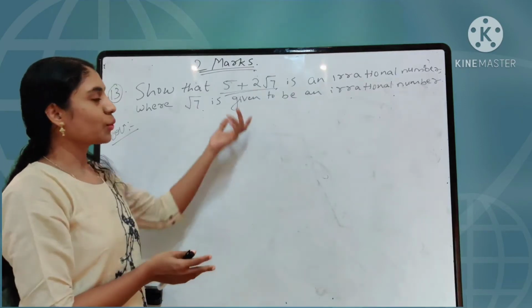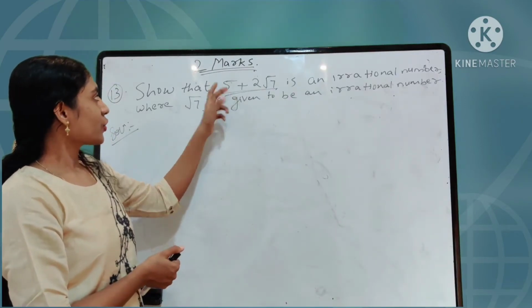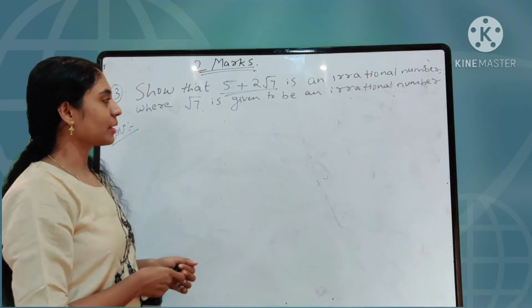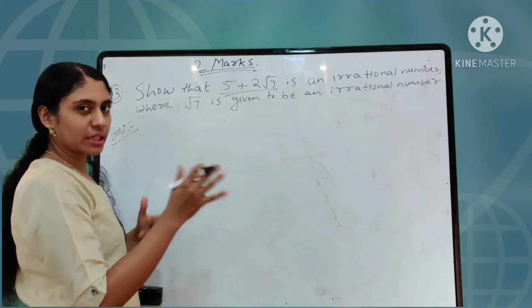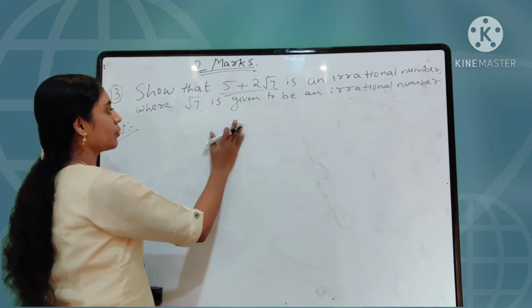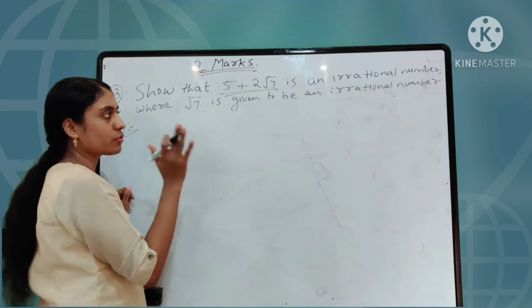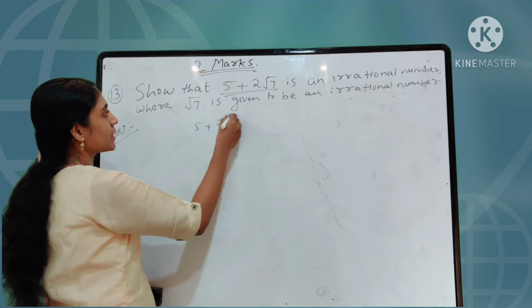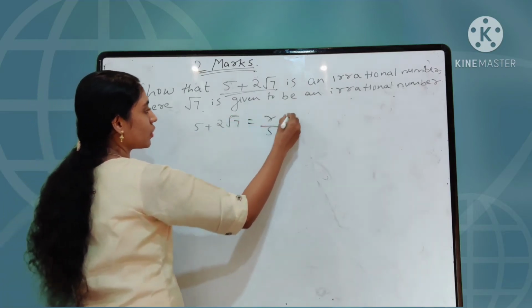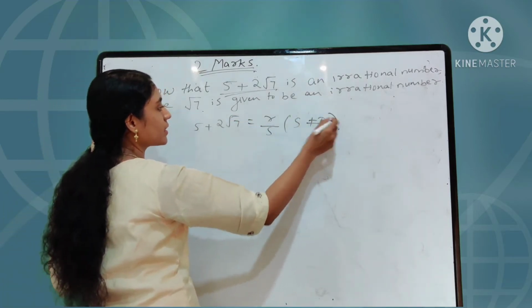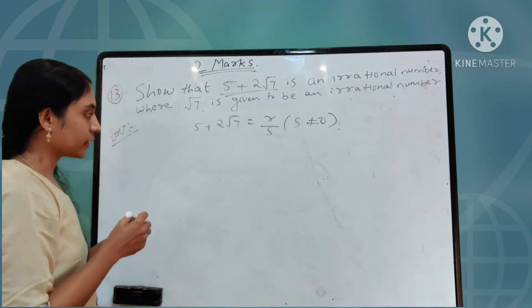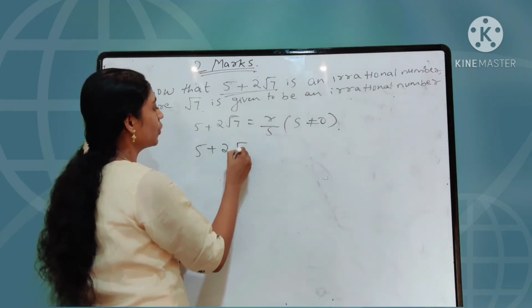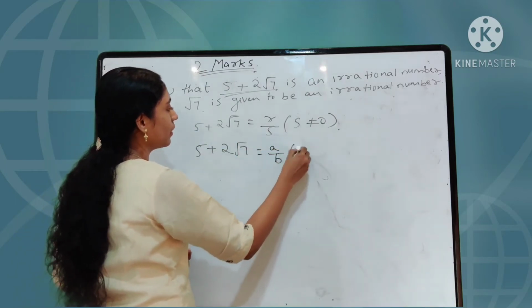Next question, again proving irrationality. Show that 5 plus 2 root 7 is an irrational number, where root 7 is given to be an irrational number. So I'm not writing all the steps, I'm just giving you some of the steps. First, assume to the contrary that 5 plus 2 root 7 is rational. Therefore, we can write 5 plus 2 root 7 is equal to r by s form, right? Where s is not equal to 0. Now, suppose r and s have a common factor other than 1, then we divide by that common factor to get 5 plus 2 root 7 is equal to a by b, right? Where a and b are coprime.